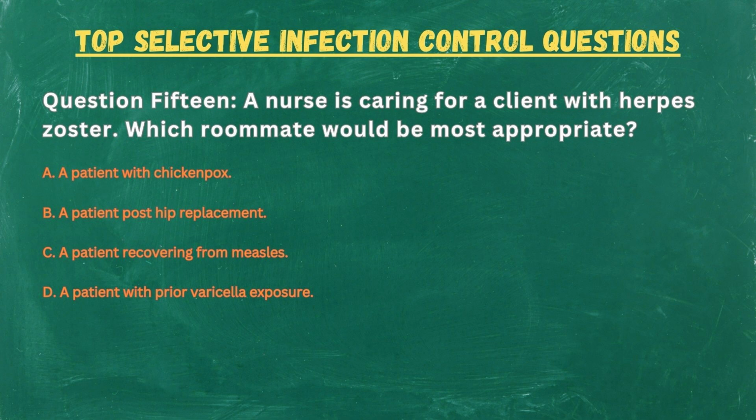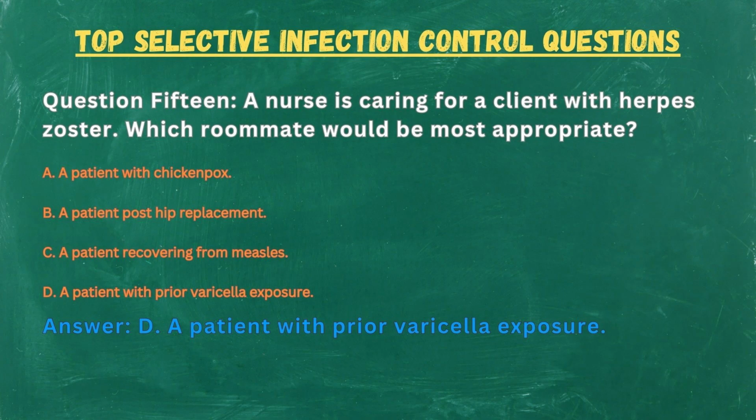A. A patient with chickenpox. B. A patient post-hip replacement. C. A patient recovering from measles. D. A patient with prior varicella exposure. Answer. D. A patient with prior varicella exposure.